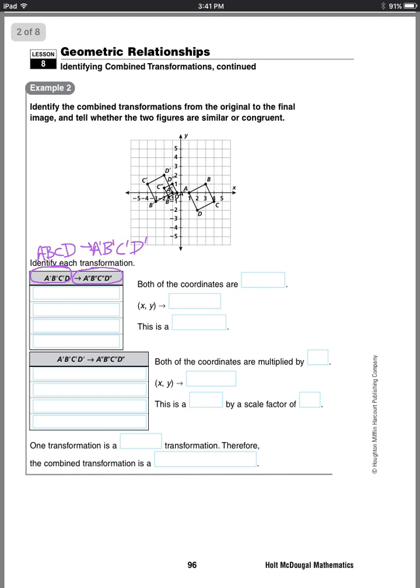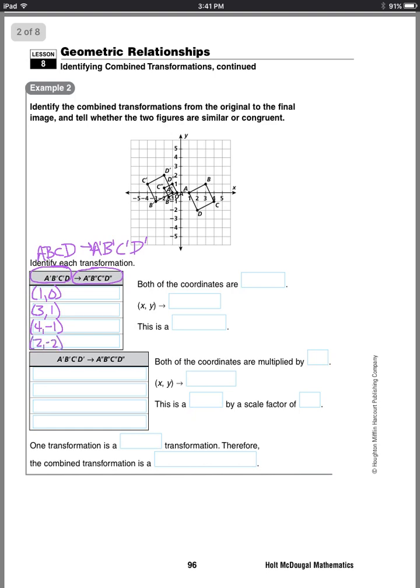So, coordinate of A is 1, 0. B is 3, 1. C is 4, negative 1. And D is 2, negative 2.